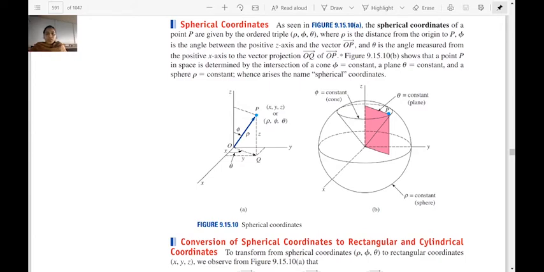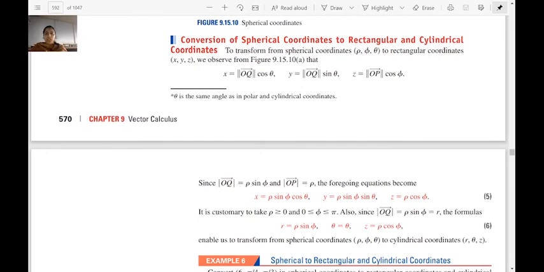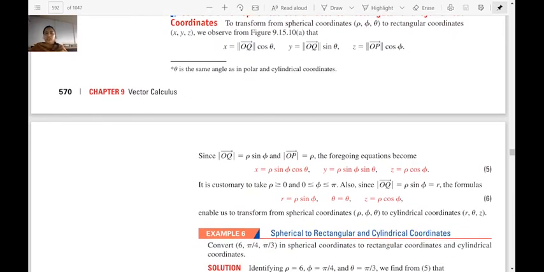This is obtained by considering a sphere and a cone. Rho is the sphere, φ gives the cone, and θ is a constant. So when they intersect, we get this particular point P. So this is how we can interpret the spherical coordinate system. We shall also see an example. We have done examples for conversion of spherical to rectangular and cylindrical.